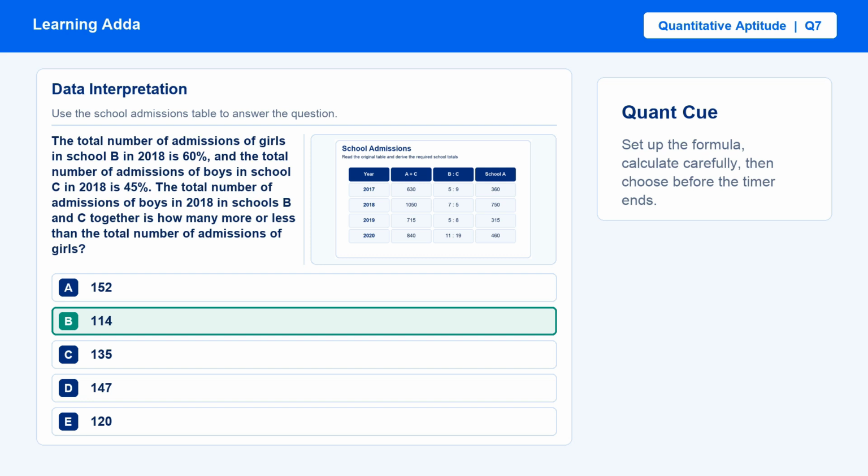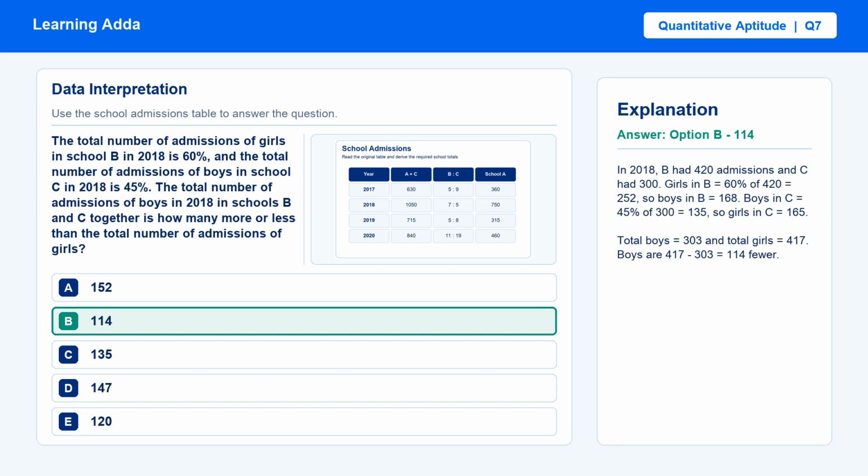The answer is option B, 114. In 2018, B had 420 admissions and C had 300. Girls in B equals 60% of 420 equals 252, so boys in B equals 168. Boys in C equals 45% of 300 equals 135, so girls in C equals 165. Total boys equals 303 and total girls equals 417. Boys are 417 minus 303 equals 114 fewer.